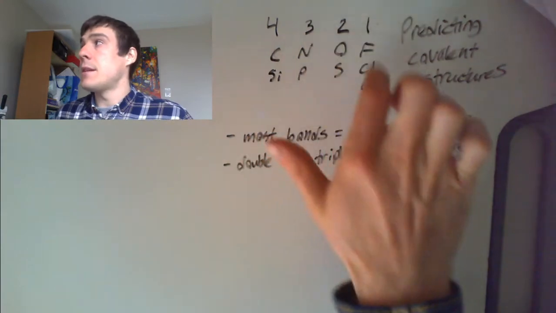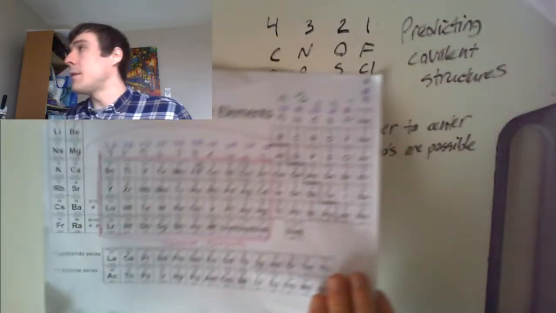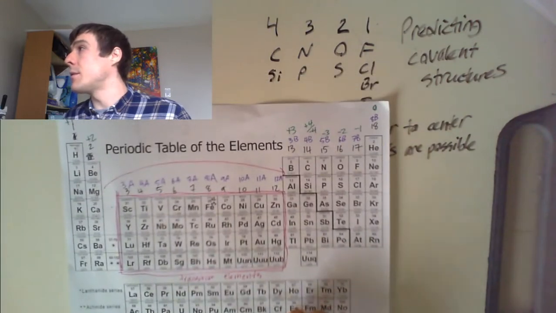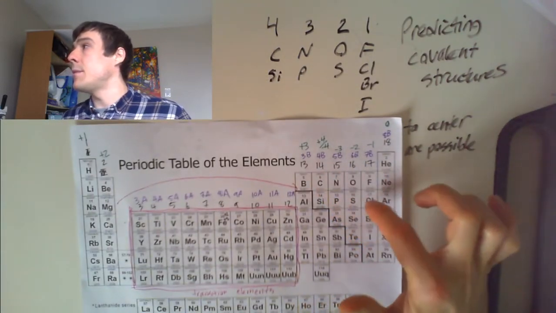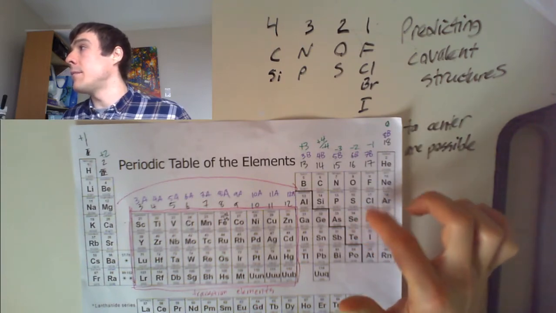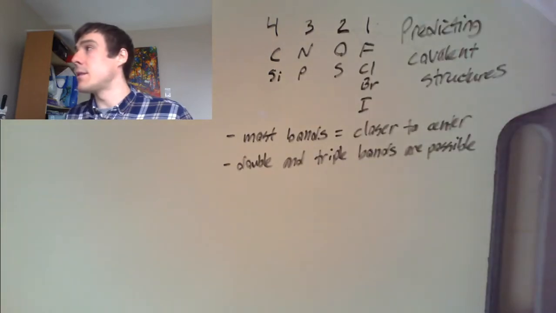I've got my little corner of the periodic table. Right? If you're ever confused, there it is. There's the corner of the table that I've followed here: C, N, O, F, P, S, Cl, bromine and iodine, and you just go 4, 3, 2, 1. That's how many bonds these things are going to want to make.